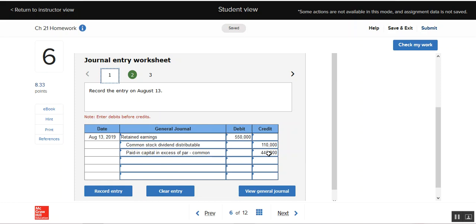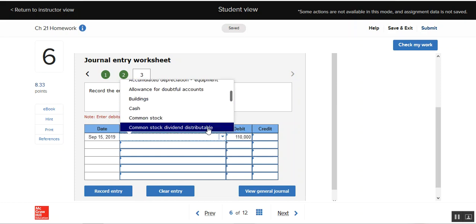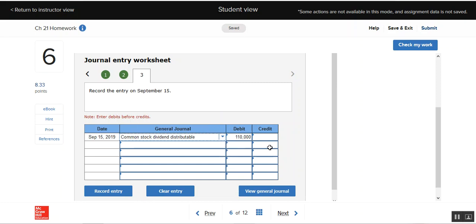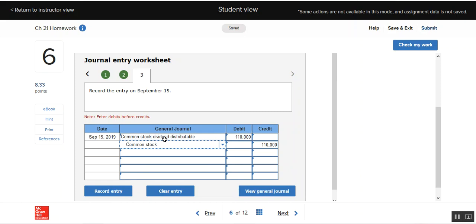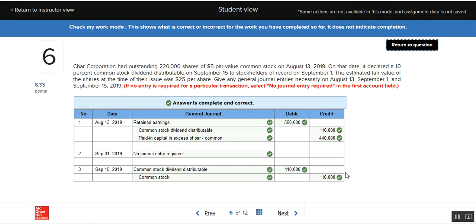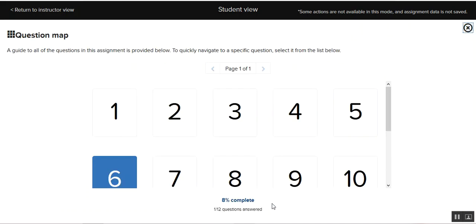It's this common stock dividend distributable that we need to take care of. So we're going to take that $110,000 out of common stock dividend distributable, and we're going to put that $110,000 into the common stock account. So we're just basically moving it out of a distributable account and putting it in the regular common stock account. So when you finish that, there's two entries and then that one that has no journal entry required. So let's look at another one.